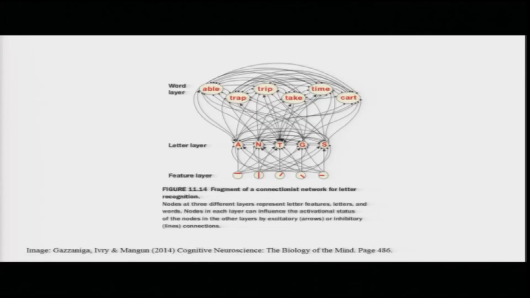Also from the word level, words try and activate or strengthen the activation of letters that they have in their spelling. For example, ABLE will try and activate A, but it will try and inhibit N, or T and G and S. So, this is basically what the model was. I am not again going to talk about this in more detail.